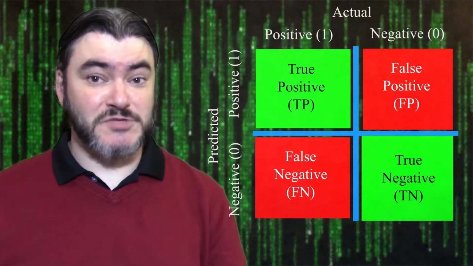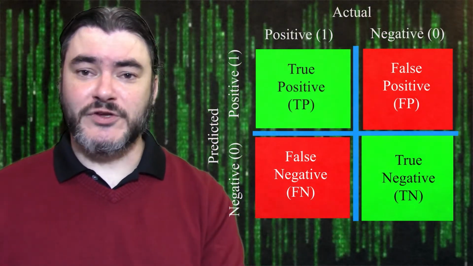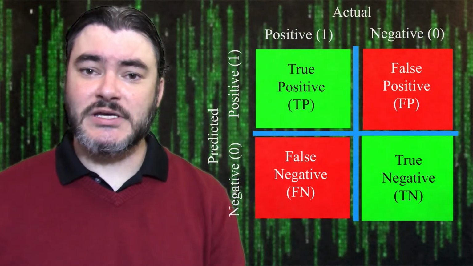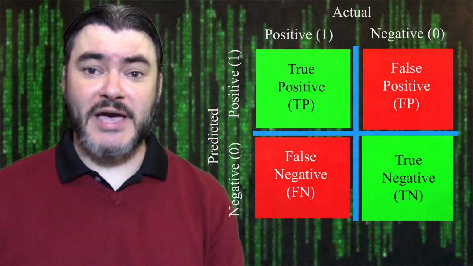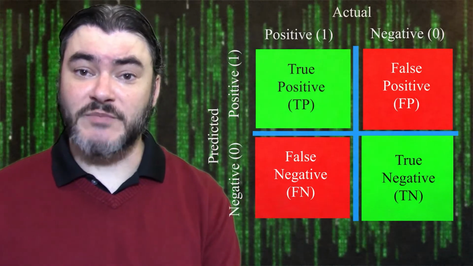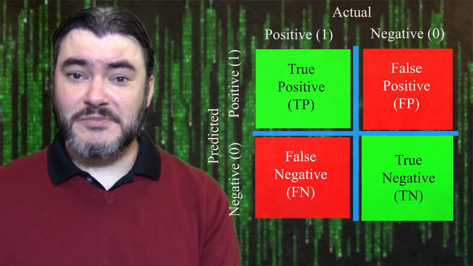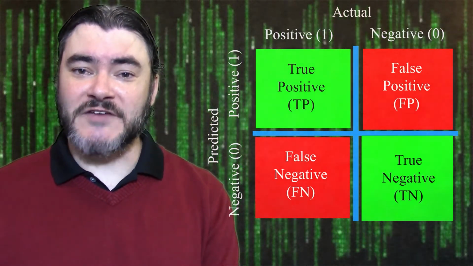In the case of a sanctions model, for instance, this might be the model saying, there's no name match, this is not the person on the list. And the human might have looked at it and said, no, this is a match, this is a sanctioned individual, and it should have been queued. As a result, you want to minimize false negatives as much as possible.